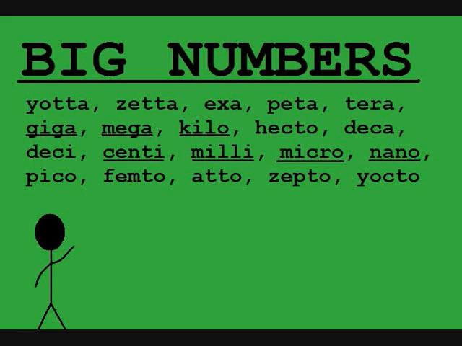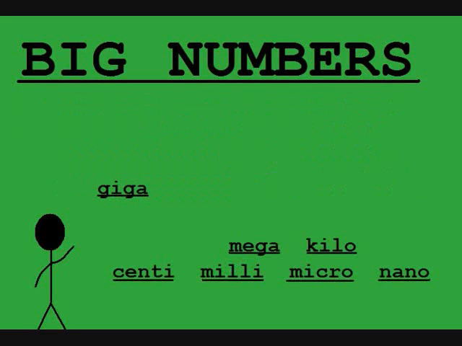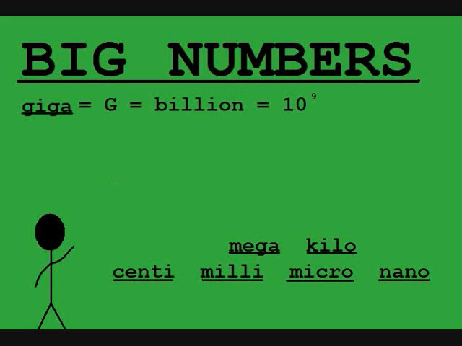There is a lot of them. But we only need to know about 7, luckily. Those 7 prefixes include giga, mega, kilo, centi, milli, micro, and nano. Giga is abbreviated with a capital G, and it equals a billion, which is also 10 to the 9th power.